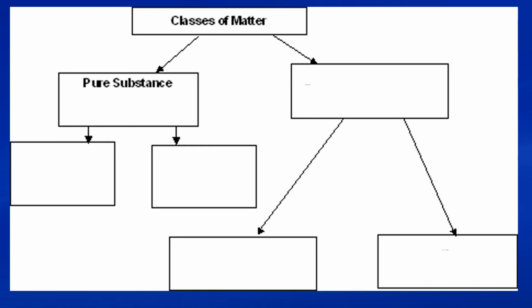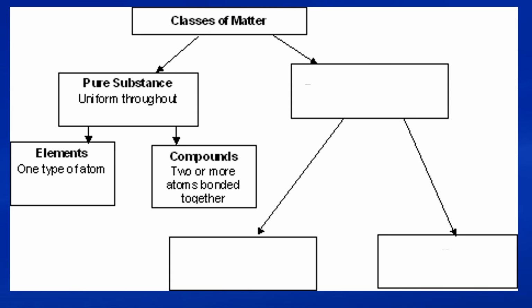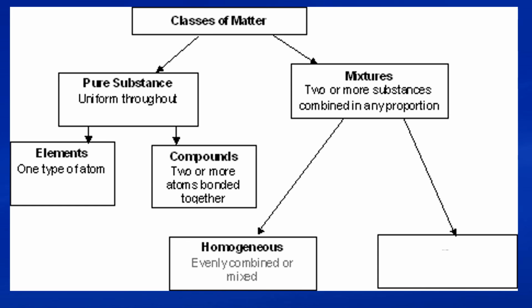So, different classes of matter, they're either going to be pure substances, which are the same all the way through it, even on the atomic level. You have elements, which is just one type of atom, or compounds, which are made up of two or more atoms that are bonded together. Mixtures, there's two types of mixtures. Mixtures contain more than one substance combined. But by combined, I don't mean chemically combined, I just mean mixed up together. So a homogeneous mixture is evenly mixed. You can't visually see that there's more than one thing in there. And a heterogeneous mixture is not evenly mixed.